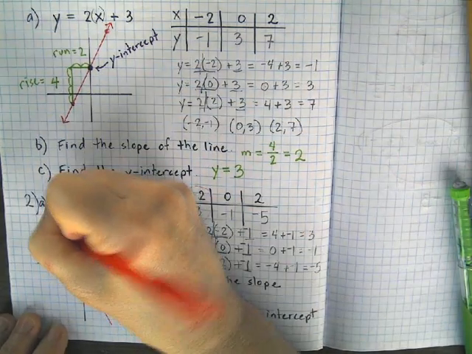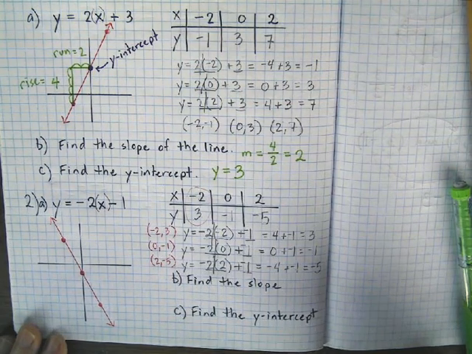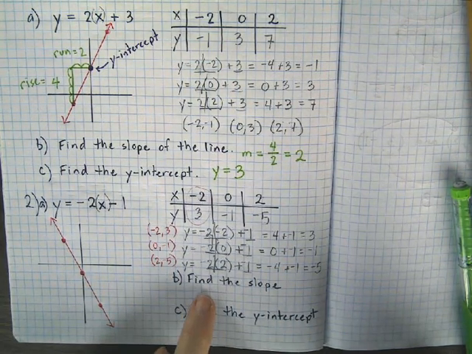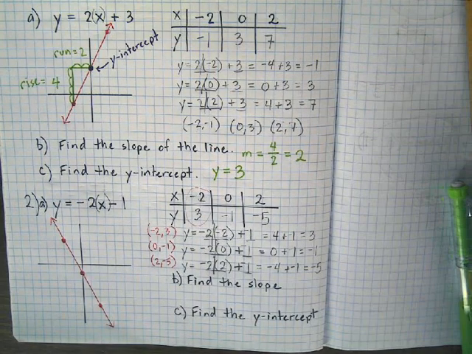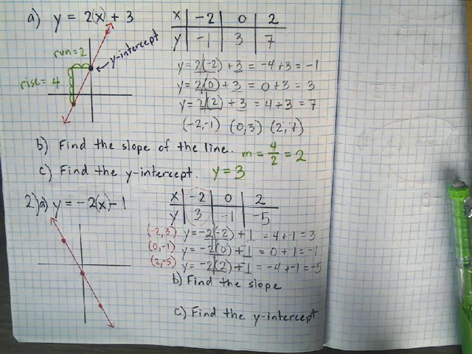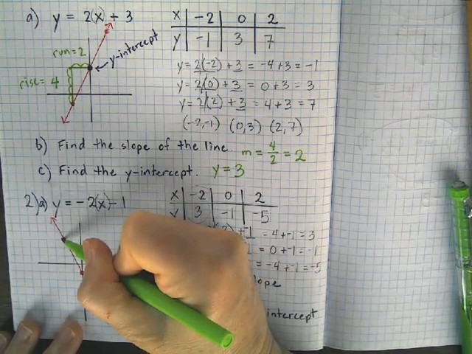Now I'm going to put arrows because it could keep going. I could put more numbers into my table. All right, I've graphed it. Now, find the slope. So, I'm going to choose any 2 points. It doesn't matter which 2. I'm going to go ahead and just use these 2. And I'm going to do my rise and my run.